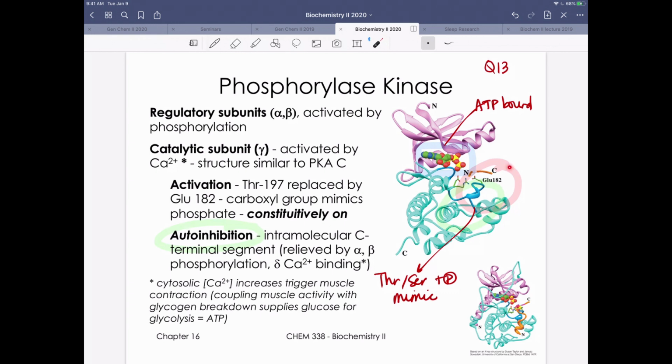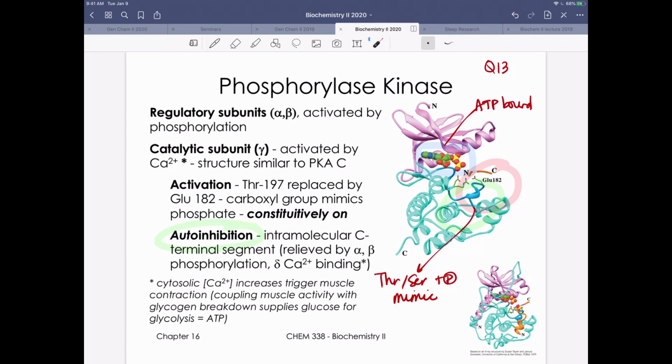One thing to highlight here that's unique and different is that we have a glutamic acid residue in place of the serine or threonine that we see in PKA. This is what we call a phosphomimic. If you think about a glutamic acid residue, it's negatively charged and has a little bit of bulk. It simulates what a serine or a threonine residue would look like if it was phosphorylated.